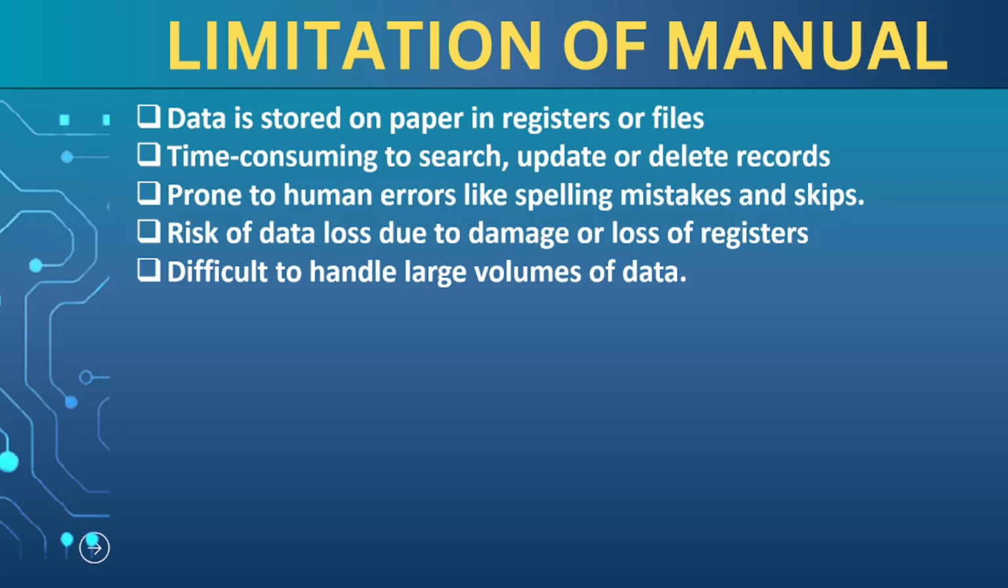So what are the limitations for that? We are going to check it out. There are 5 points I have mentioned clearly. First, data is stored on paper in registers or files and it is time consuming to search. For example, if I want to check any one name, you have to keep on opening the pages and check it, right? And likewise to update or delete records. Second, it is prone to human errors like spelling mistakes and skipping of some entries, and there is risk of data loss due to damage or loss of registers, that also can happen, right? And it is difficult to handle large volumes of data. So 3000 records, if you want to maintain them, it becomes very difficult, right? So that is the limitation of manual.